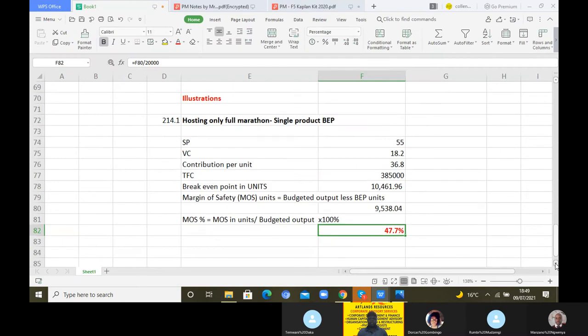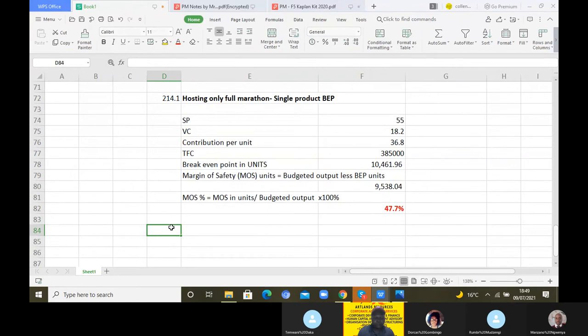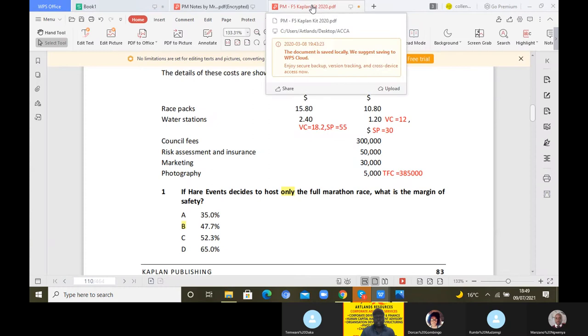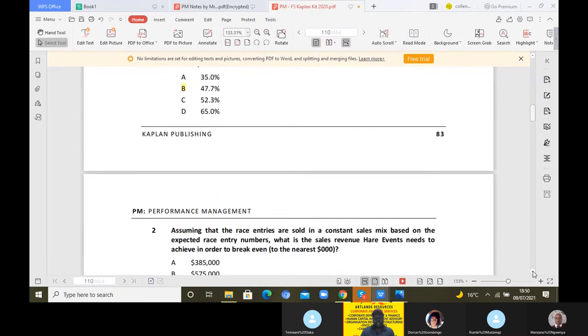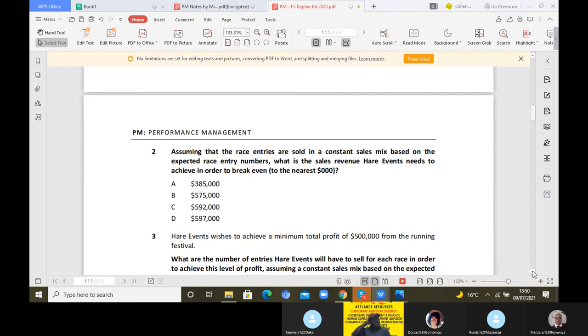So it's so important to memorize the formula. Then we have 214.2 says, assuming that race entries are sold in a constant mix ratio based on the expected race entry numbers, what is the sales revenue Air Events need in order to achieve a break even? Now, they are saying, assuming that race entries are sold in constant mix, this is now multi-product break-even, because we are now having full marathon and half marathon.